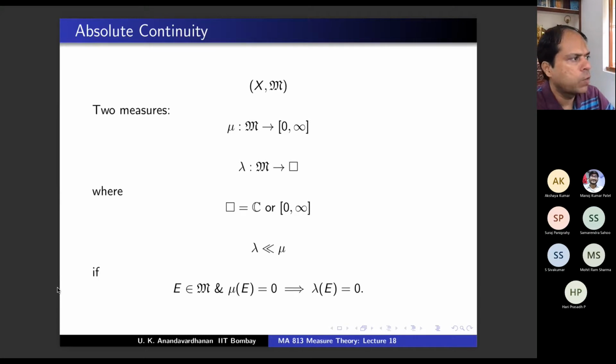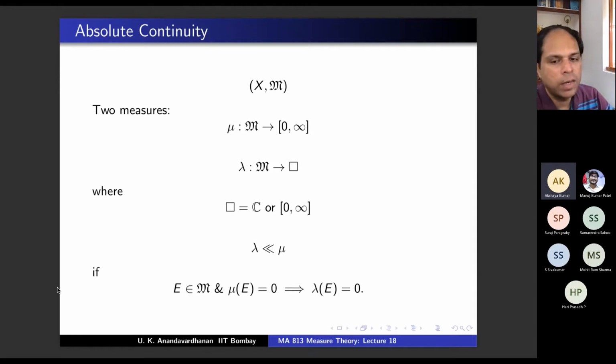So given mu, can you give an absolutely continuous measure with respect to mu? Yes. Phi is equal to the integral of f d mu, that is absolutely continuous. You can take f as you like, so you have given infinitely many such measures, right? F you can vary, no? Yes, sir. If f changes, lambda will change.